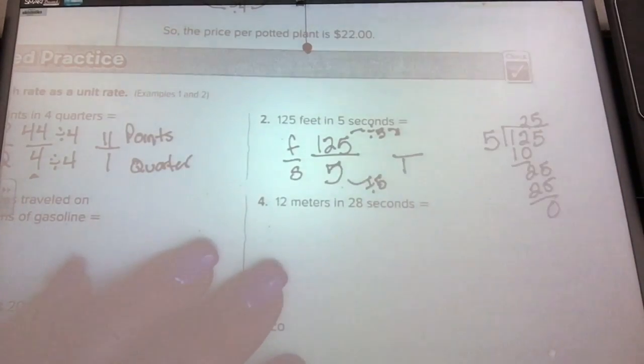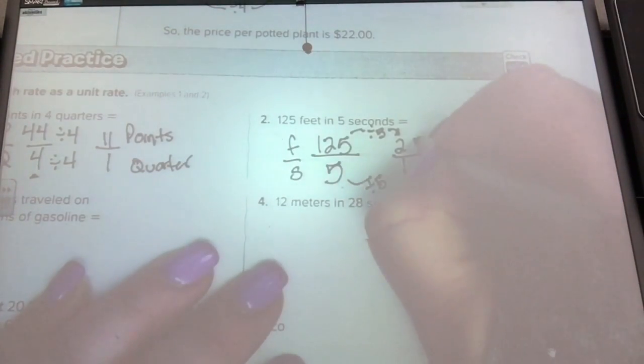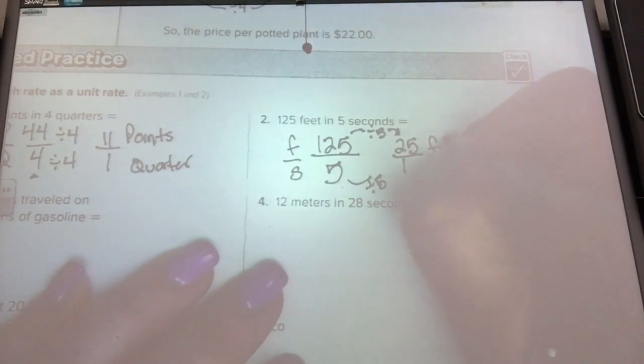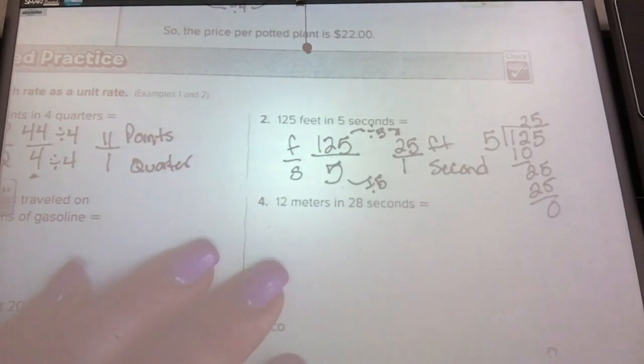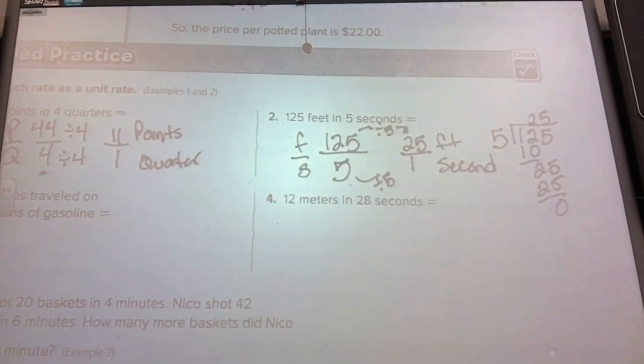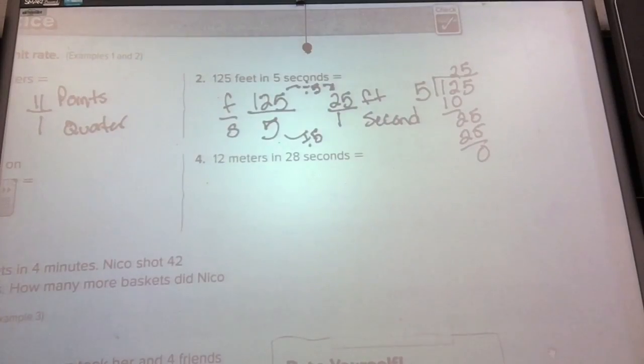There you go. So 25 feet per second. Okay, again, all I'm doing is getting this down to 1. That's the key, to get that down to 1. Hopefully you can see that.